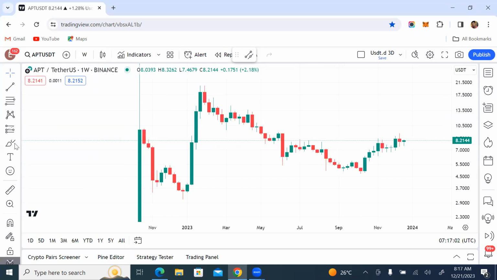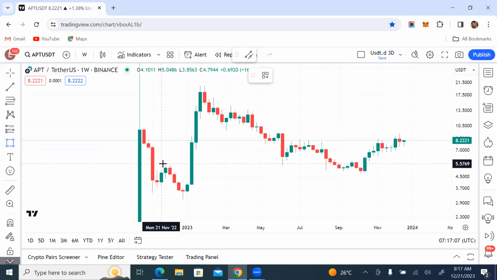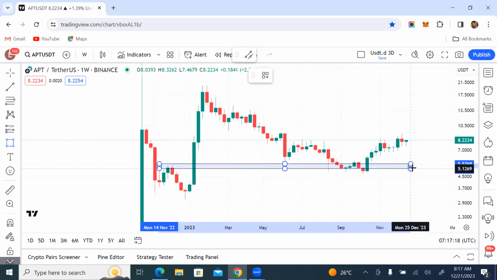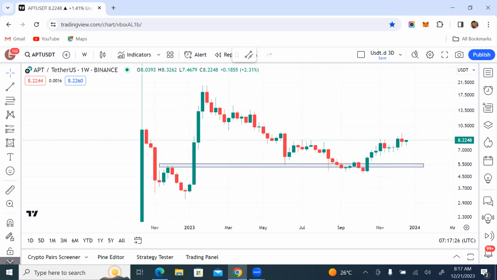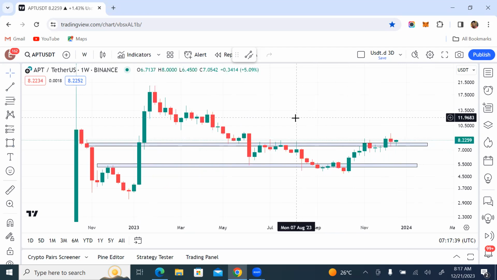Now, first things first, we'll click on here. I'm going to click on this rectangle tool, and I'm going to identify areas where we have the most touches of price action, right? So I'm going to do this. I can see right here that there was a lot of movement of price action from there. And also see clearly that at this end, there was a lot of movement of price action. So I'm going to identify this as a key level.